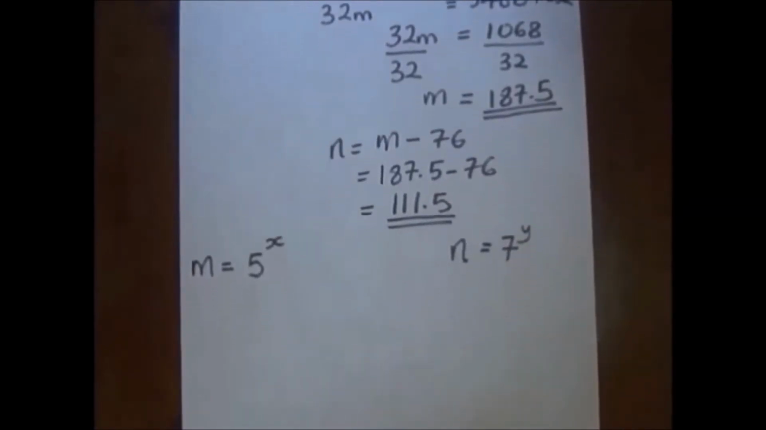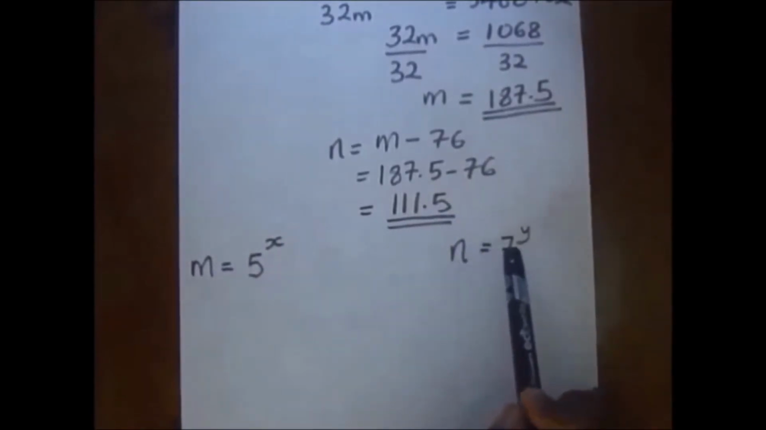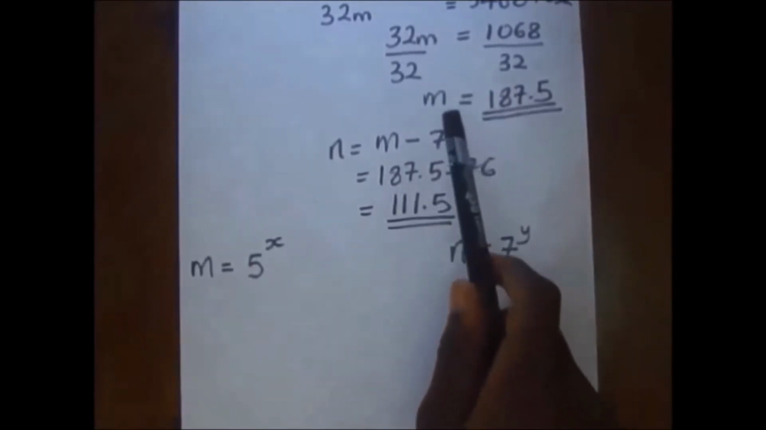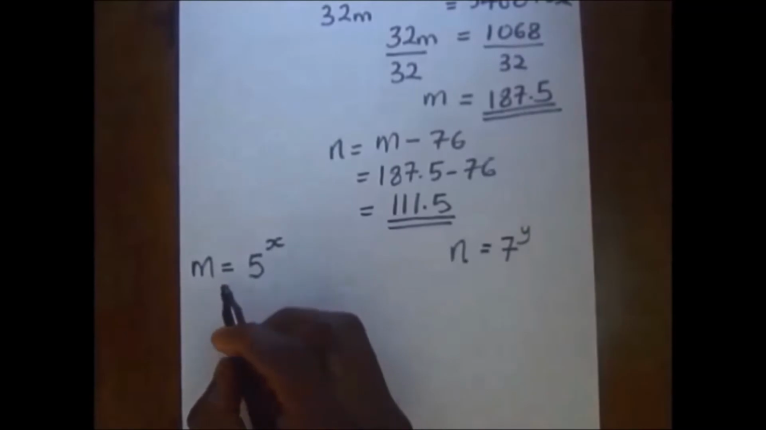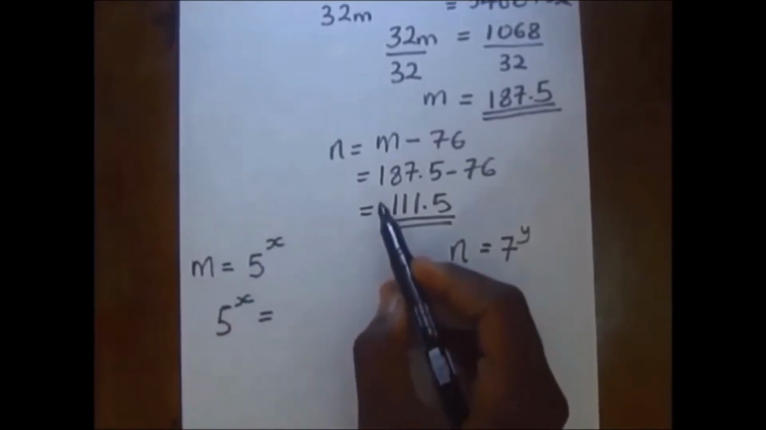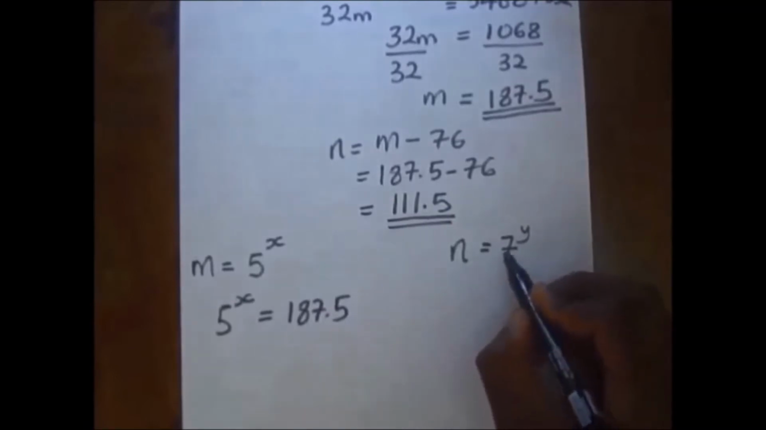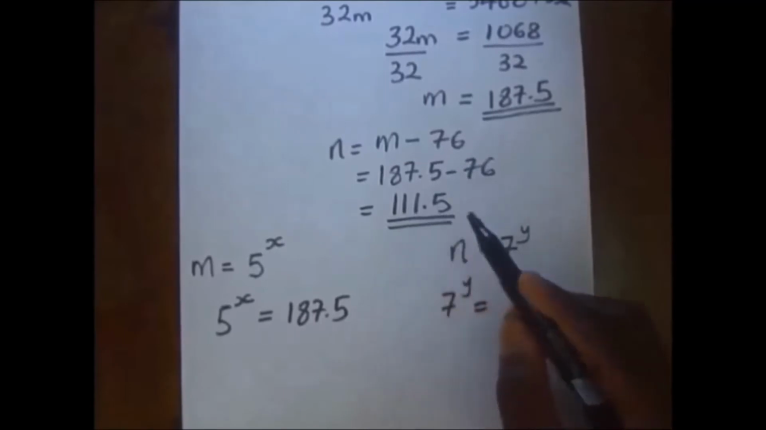But then, remember we said that we had substituted m is equal to 5 to the power x and n is equal to 7 to the power y. And looking at our question, we are not interested in finding the value of m or the value of n. We are actually interested in finding the values of x and y. So for us to get these values of x and y, this is the same as saying 5 to the power x is going to be equal to m. What is m? m is 187.5. Even here, 7 to the power y is going to be equal to our value of n.